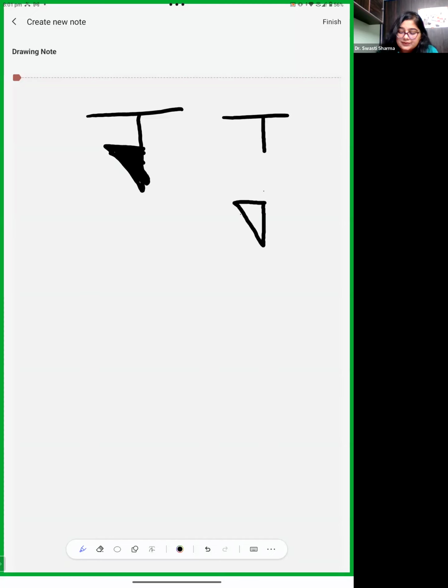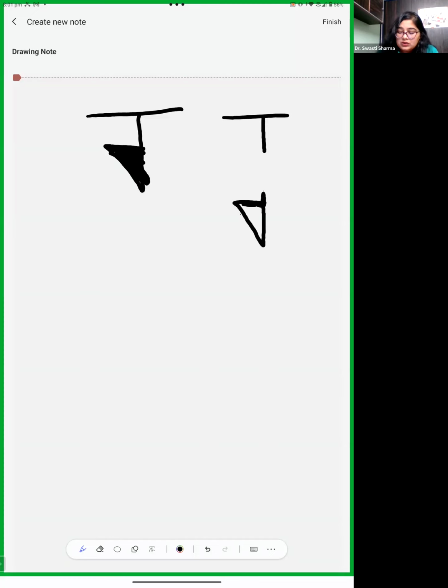Ma'am, I have a question. How to write parva? What? Parva. Okay. So ra is different. First of all, we have to understand this is the letter ra. If we divide it into two parts, then it will be like this and this one, right?